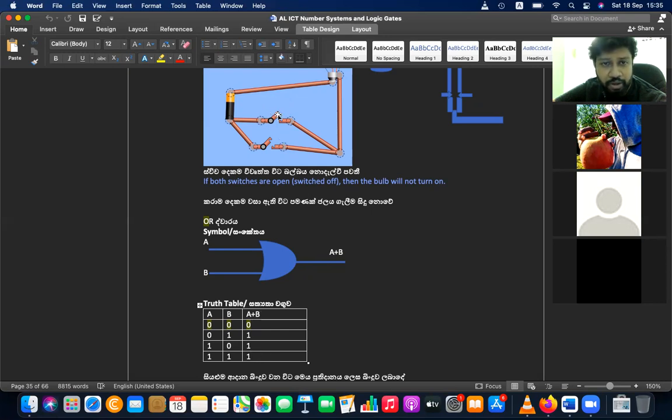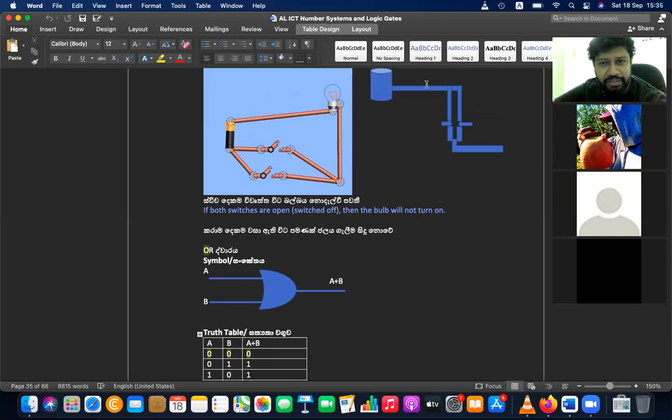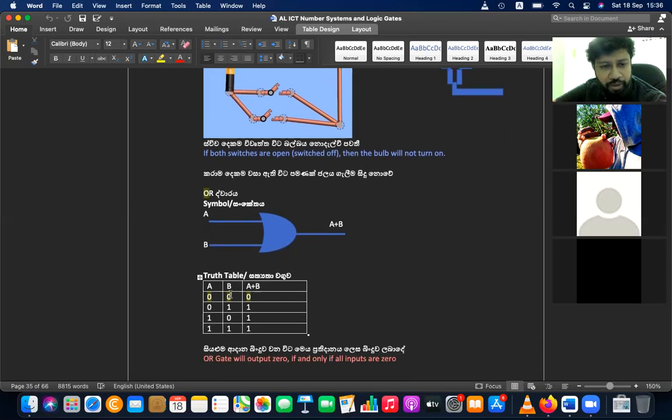Because if you switch off this one, still you get 1. If you switch off this one, still you get the power and the bulb will switch on. And if you switch off both, or if you close both, again the bulb will work. Similar to that, with this water and tap thing, if you open this gate, water will come. Open the second gate, again water will come. Open both gates, again water will come. But if you close both gates, or close both these valves, then water will not come. So the only occurrence is if all are 0, that is 0.